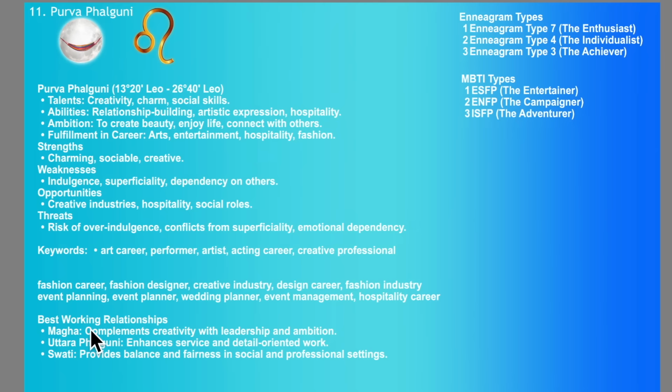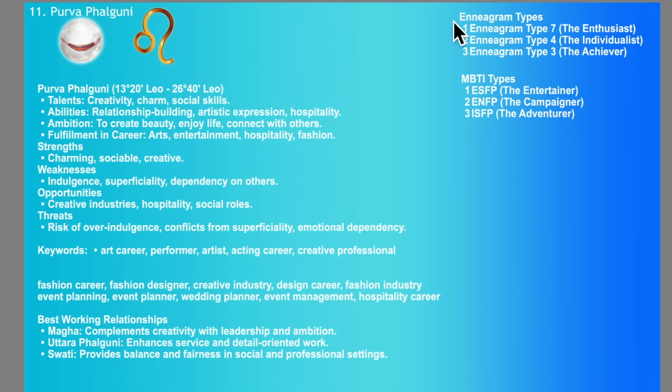Best working relations they have with Magha Nakshatra, which complements creativity with leadership and ambition. Uttara Phalguni, which falls dominantly in Virgo, we shall see that next. It enhances service and detail-oriented work. Last, Swati Nakshatra in Libra, which provides balance and fairness in social and professional settings. Purva Phalguni can get quite lost in a crowd, attracting everybody, a sanguine kind of mentality. Swati will provide that balance.